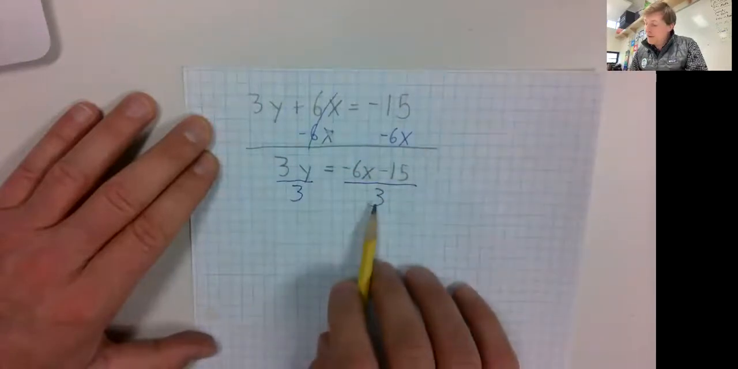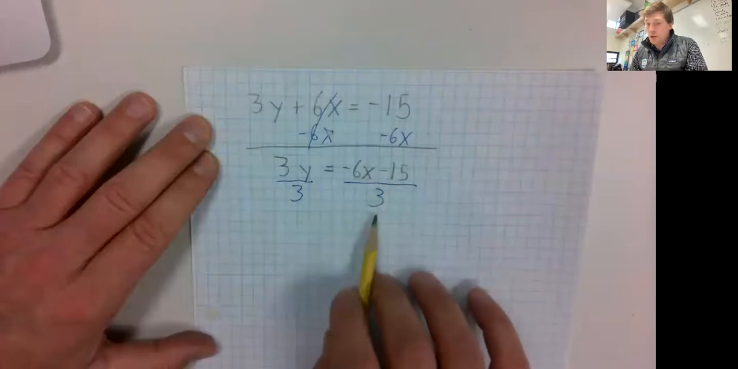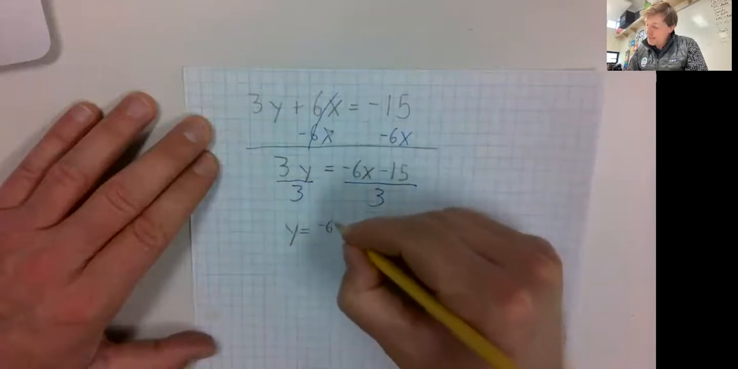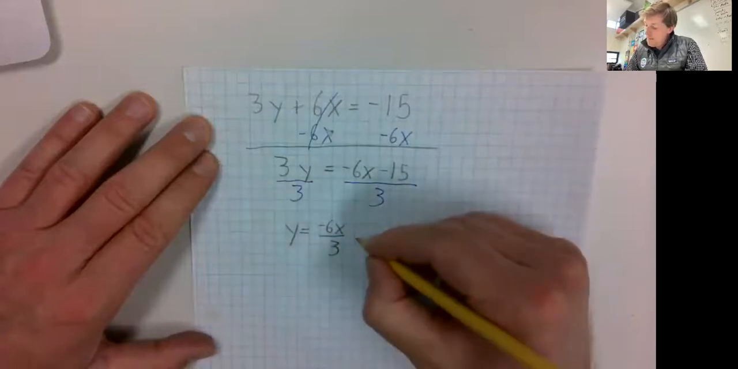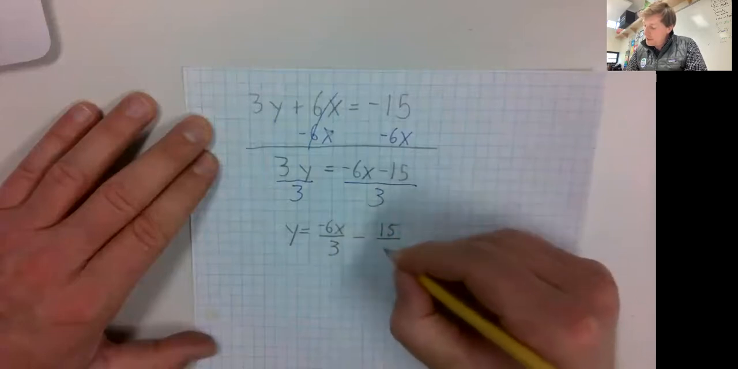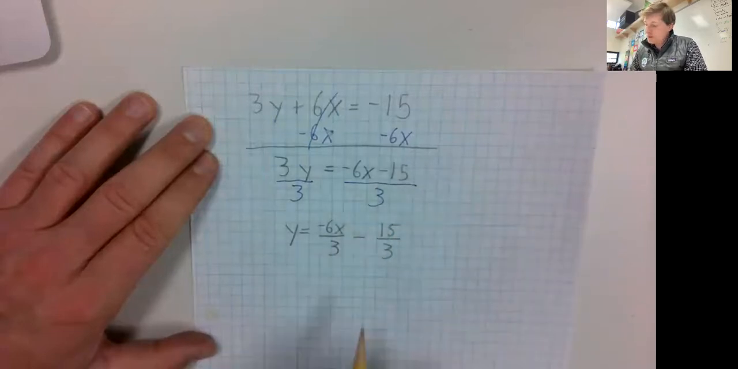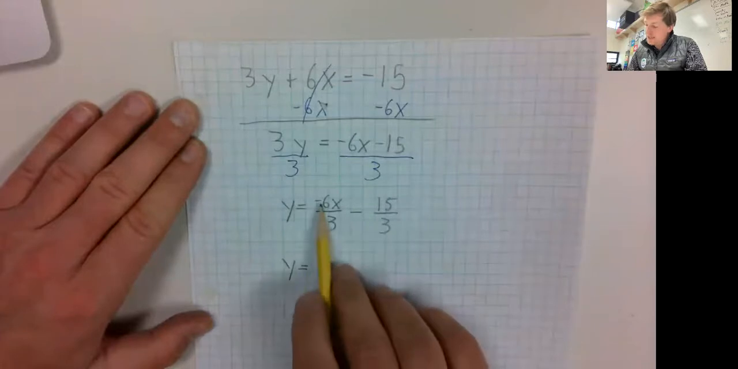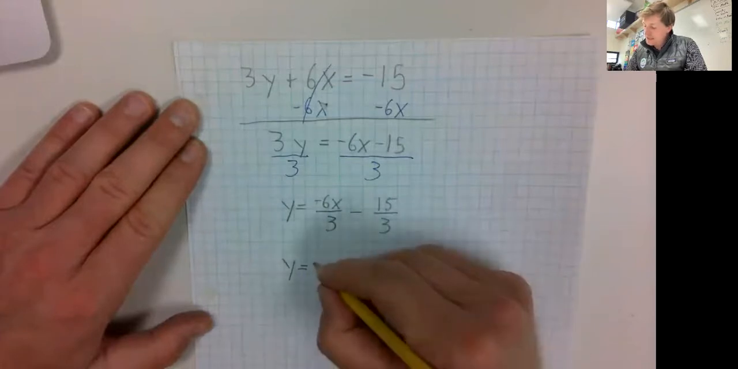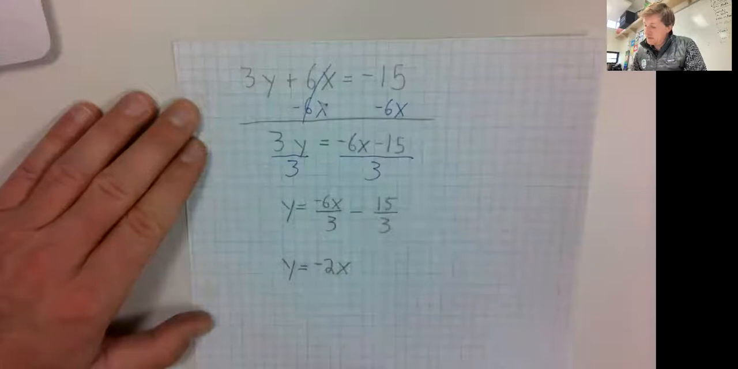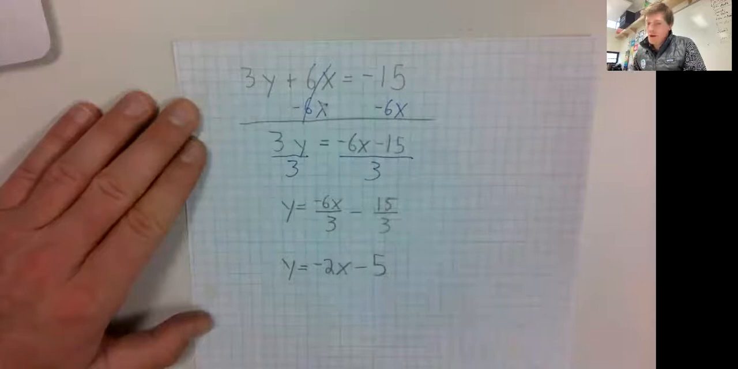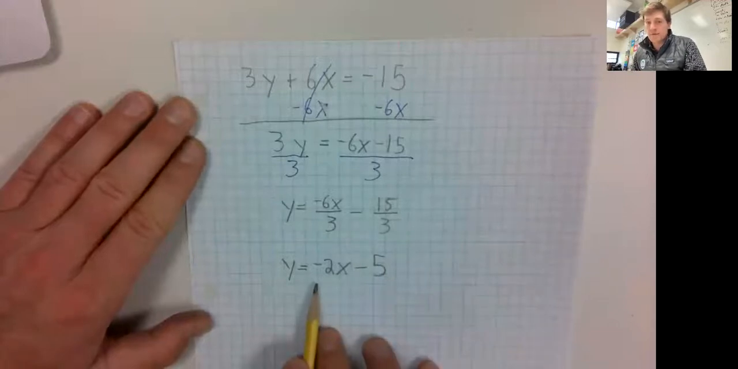Remember, when I'm dividing by 3, I need to divide each of these terms by that 3. So another way to write this is y equals -6x divided by 3 minus 15 divided by 3. So the 3 is being applied to both of these terms here, and I'm left with y equals coefficients, -6 divided by 3 is -2. X goes along for the ride. Minus 15 divided by 3 is 5. And here is my slope-intercept form.